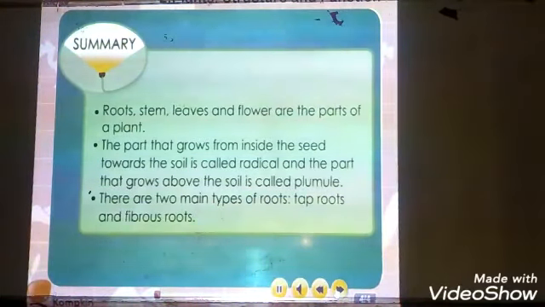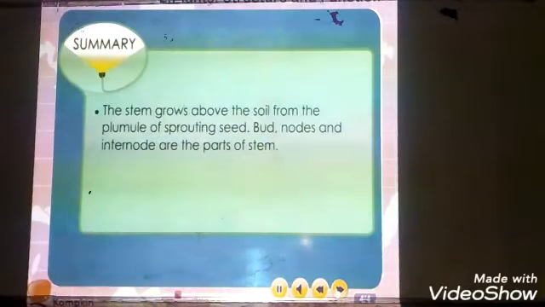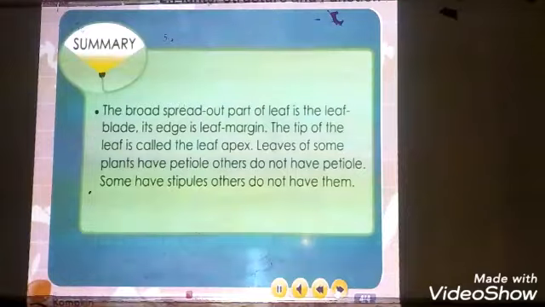Summary. Root, stem, leaves and flower are the parts of a plant. The part that grows from the seed towards the soil is called the radicle and the part that grows above the soil is called the plumule. There are two main types of roots, taproot and fibrous root. The stem grows above the soil from the plumule of a sprouting seed. Buds, nodes and internodes are the parts of the stem.